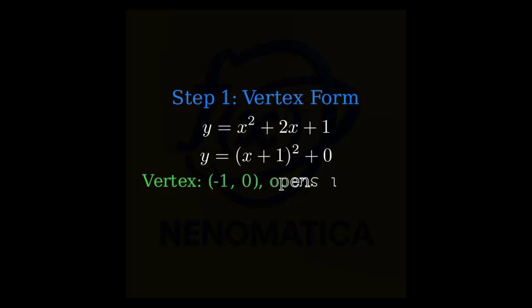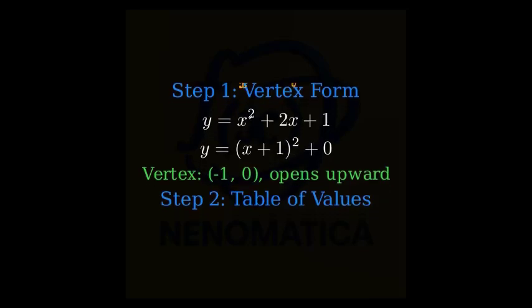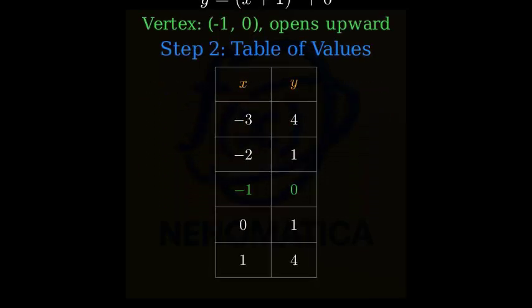That tells us the vertex is at (negative 1, 0), and the parabola opens upward because the coefficient of x squared is positive 1. Step 2. Make a quick table around the vertex to get accurate points. Let us choose x equals negative 3, negative 2, negative 1, 0, and 1. Compute y equals (x plus 1) squared for each. Notice the symmetry around x equals negative 1.